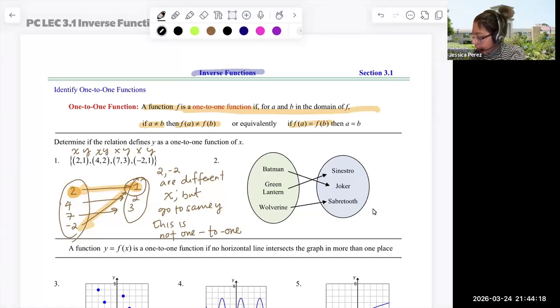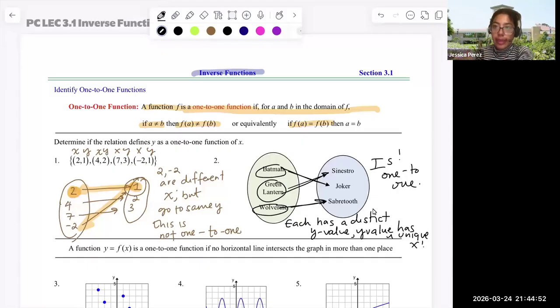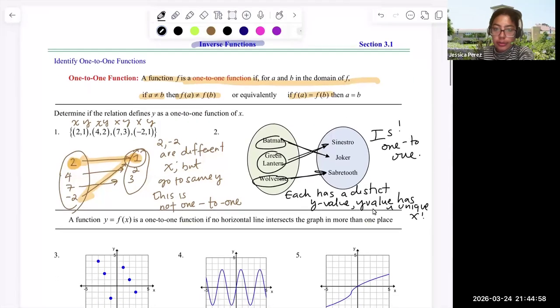Now look at the next one. Look at the arrows. Batman goes to Joker, Green Lantern to Sinestro, and Wolverine to Sabretooth. So each has a distinct y value, and the y value has a unique x. So this is one-to-one. Every x has to have a y, and that same y has to return to the same x in order for this to be a one-to-one function.